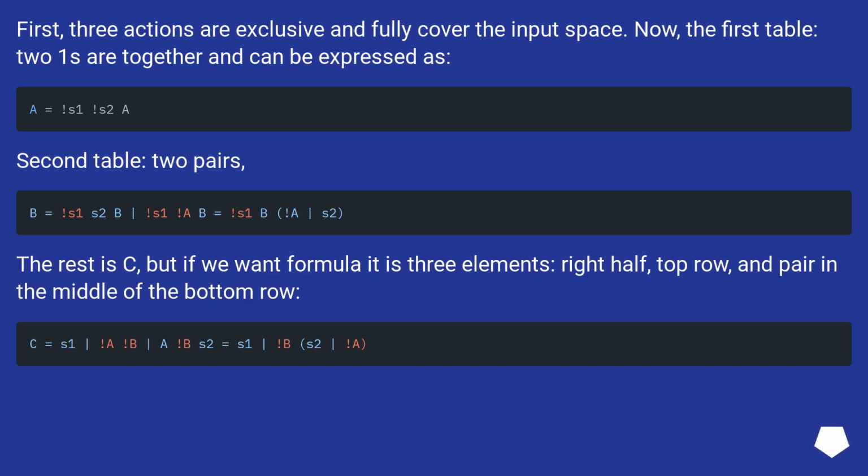Now, in the first table, 2 ones are together and can be expressed as a single term. Second table, 2 pairs. The rest is C, but if we want a formula, it is 3 elements: right half, top row, and the pair in the middle of the bottom row.